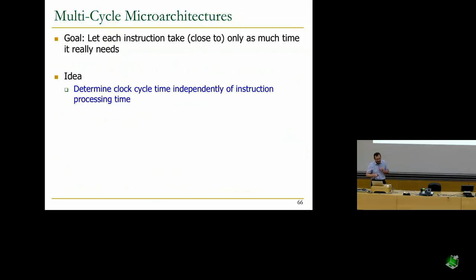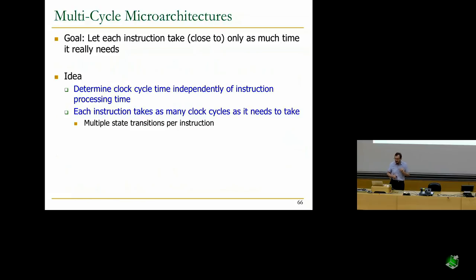So the idea is you determine the clock cycle time independently of the instruction processing time. A designer says, I want a design that's going to run this fast in terms of my clock cycle, and I'm going to ensure that it works. Now you should not have a single cycle design anymore. An instruction takes as many clock cycles as it needs based on the clock cycle that you've determined, which means that you have multiple state transitions per instruction. Hence the word multiple cycles.